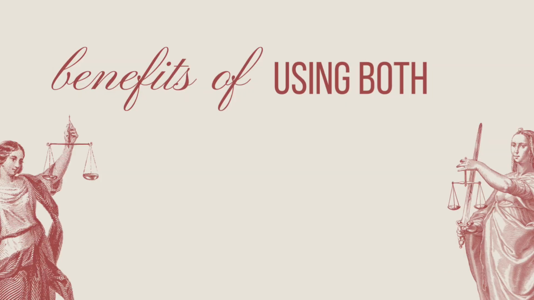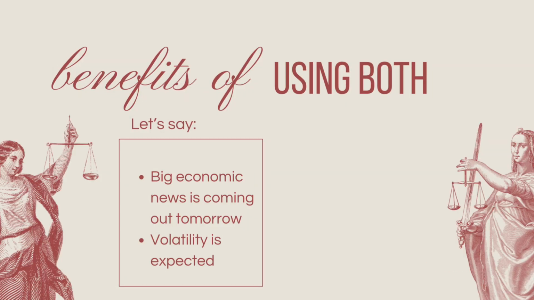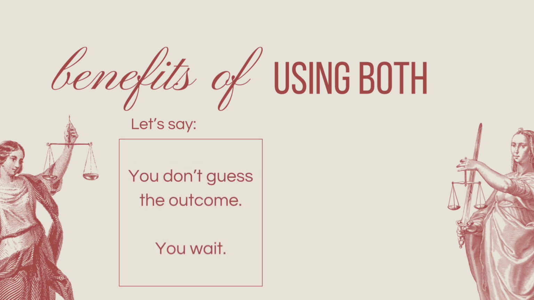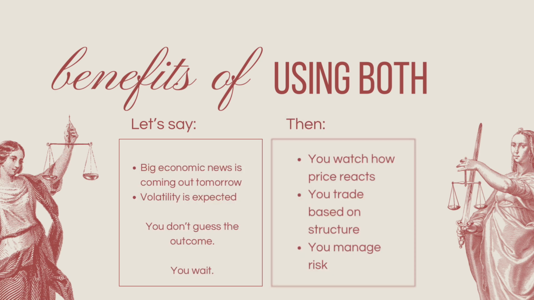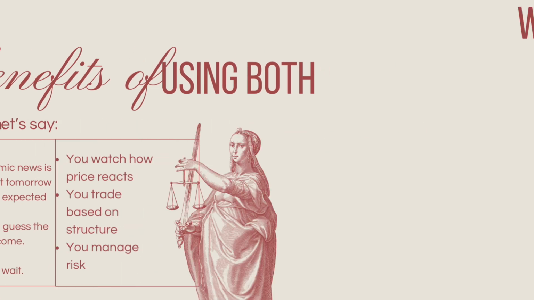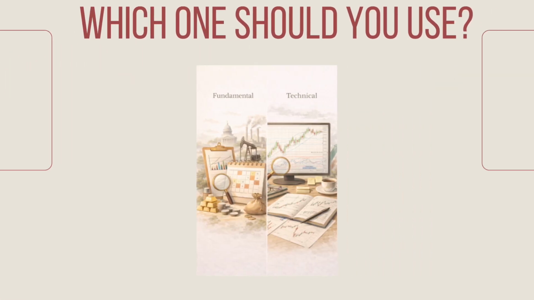For example, let's say a big economic news is coming out tomorrow. Then volatility is expected, so you don't guess the outcome. You just wait. Then you watch how price reacts. You trade based on structure, and then you manage your risk. This is balance. So, which one should you choose?